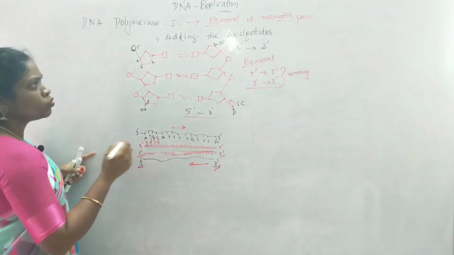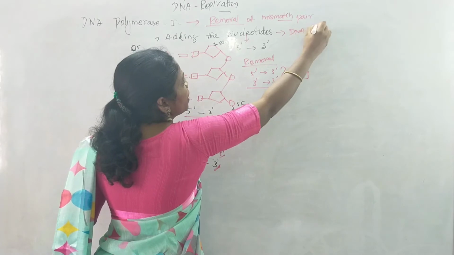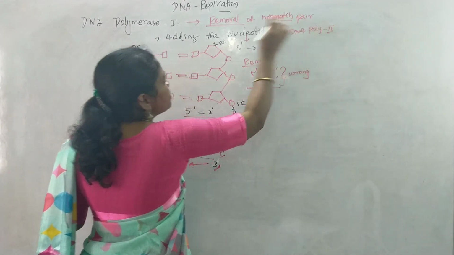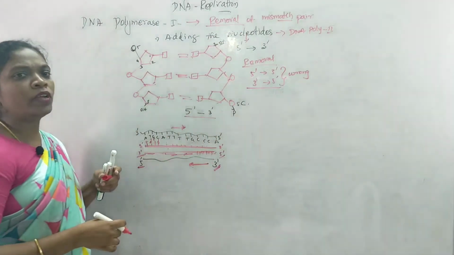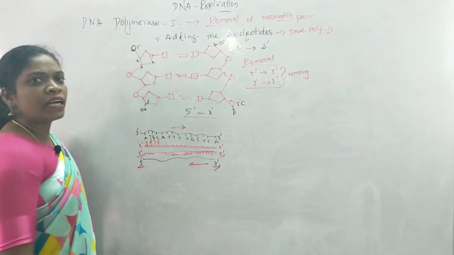DNA polymerase 2 also does the function of adding the nucleotides. So DNA polymerase 2 will also add the nucleotides to the newly synthesized strand from the 5' direction to the 3' direction.